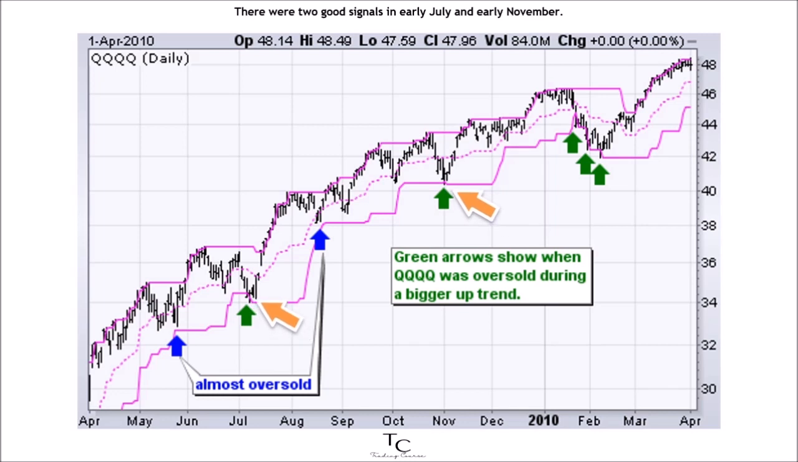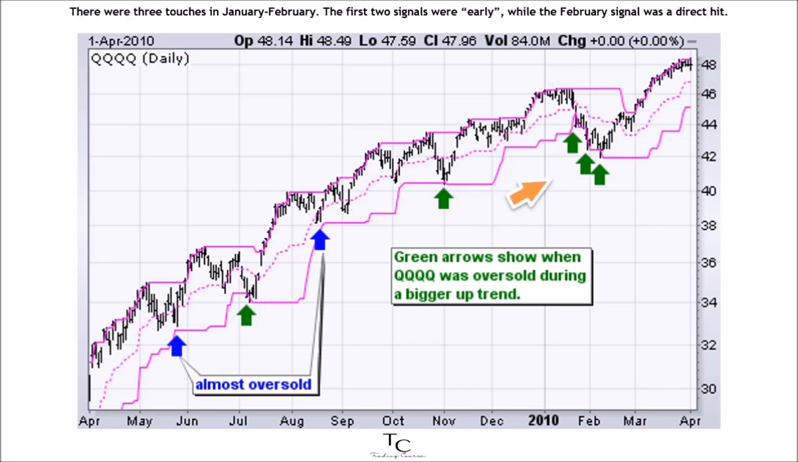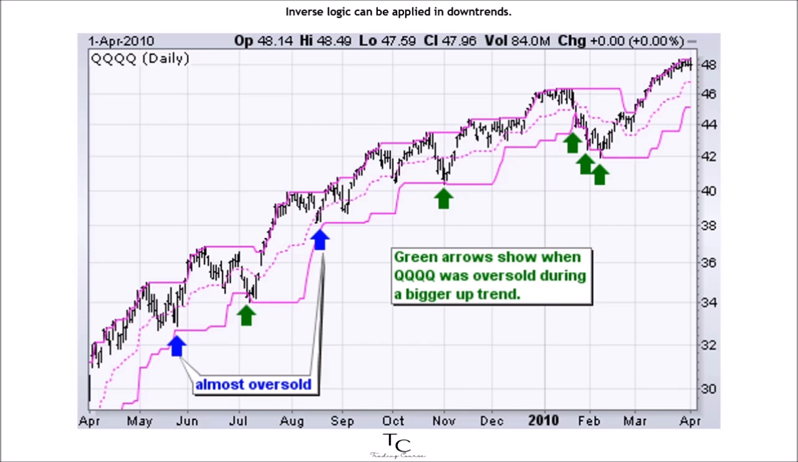There were two good signals in early July and early November. There were 3 touches in January to February. The first 2 signals were early, while the February signal was a direct hit. Inverse logic can be applied in downtrends.